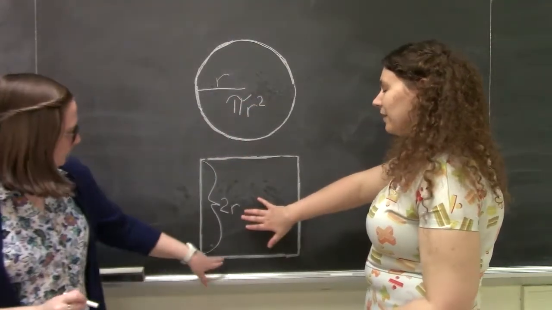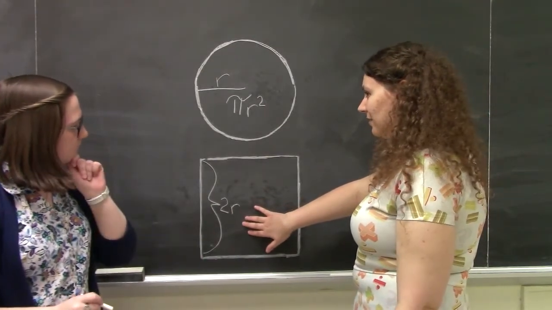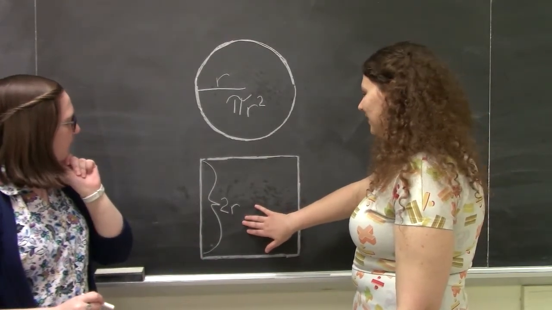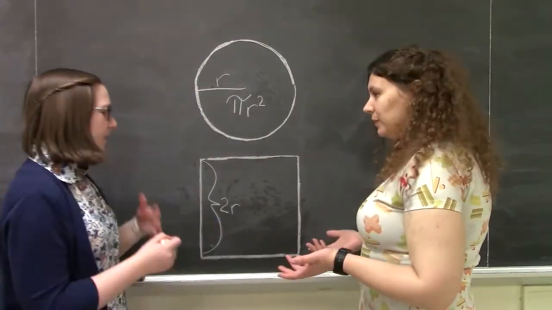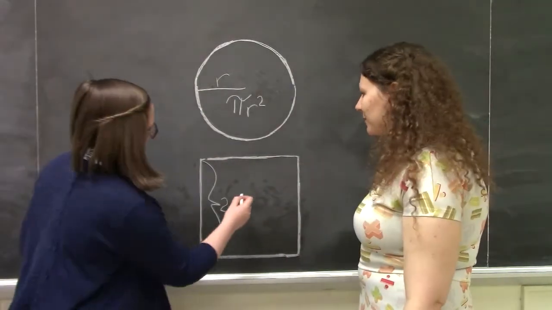Exactly. And the area for a square. Would that be... Well, I have to multiply the sides together. You do. So is that 4r squared? It is, in fact, 4r squared.